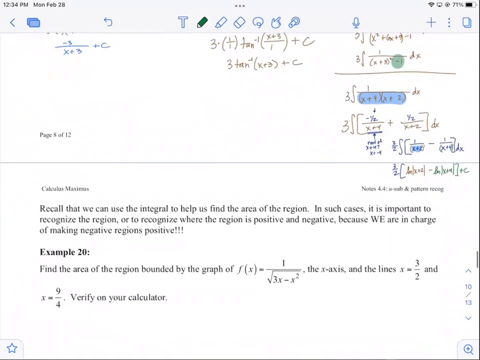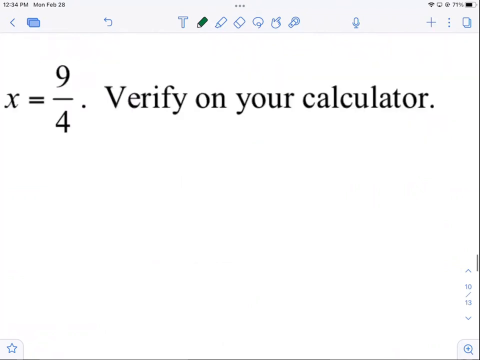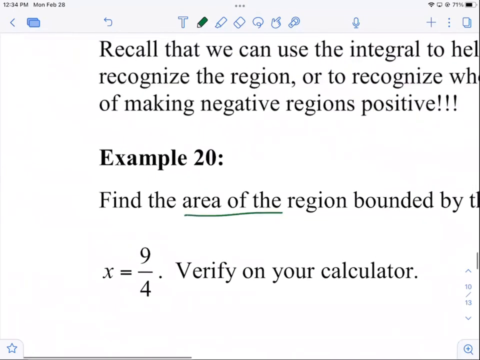All right. So let's take a look at that in example 20. This is kind of an application. 31. Yeah. Find the area of the region. Now, as soon as you hear or see area of the region, you're like, area. Area has to be positive. Area has to be positive. Who's in charge of making it positive?